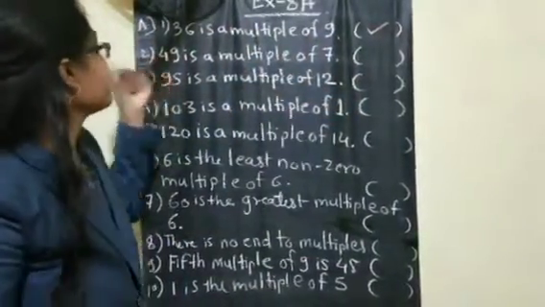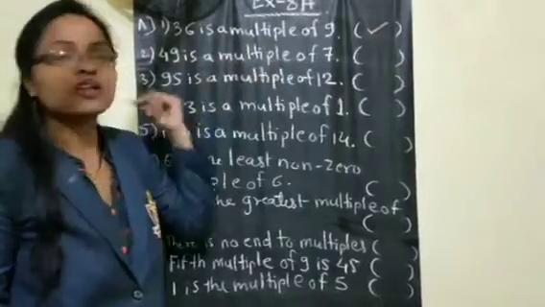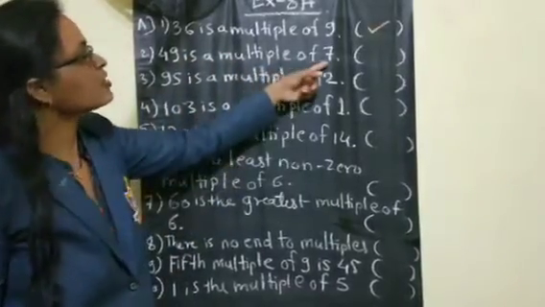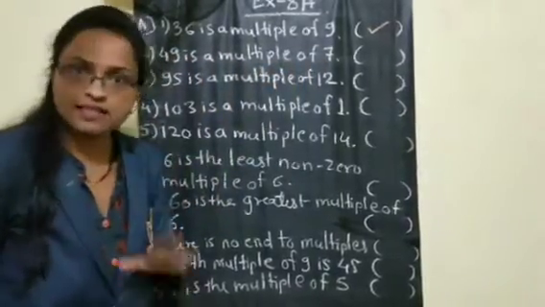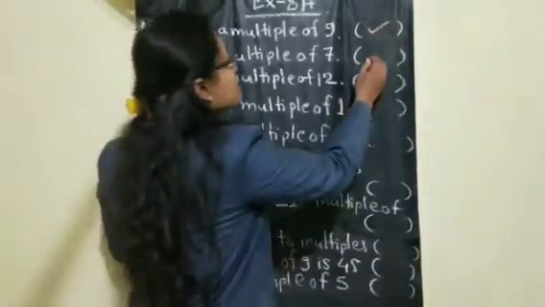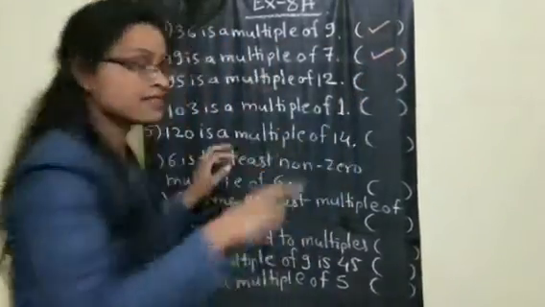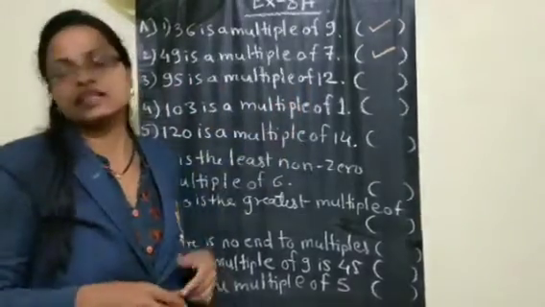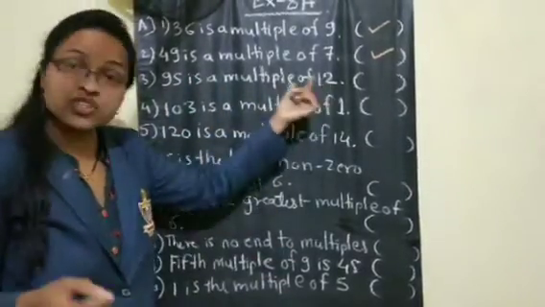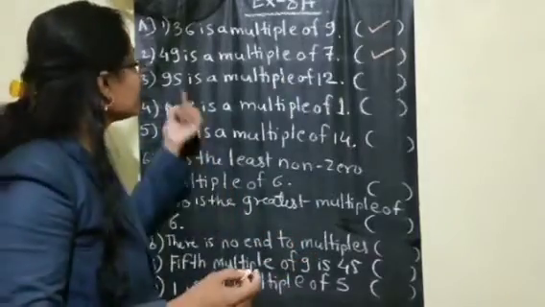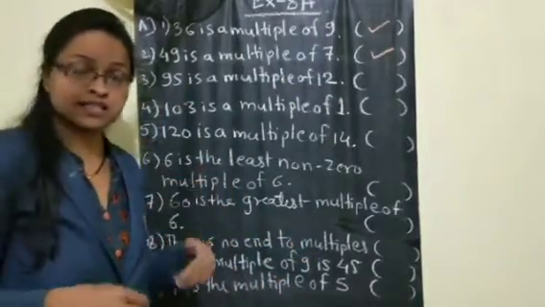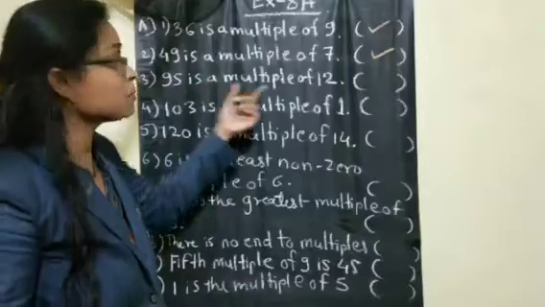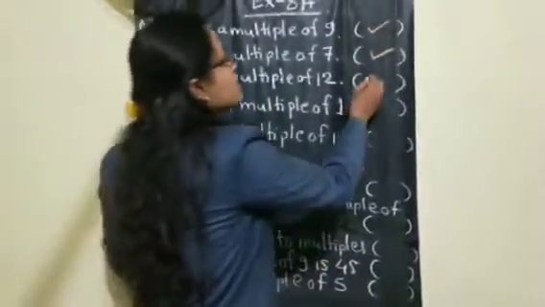Okay. Second one, 49 is a multiple of 7. Yes, because in the 7 table 49 is present. 7 sevens are 49. So 49 is also a multiple of 7. Next, 95 is a multiple of 12. It is wrong because in the 12 table we will not get 95. 96 is present but 95 is not a multiple of 12. So it is wrong.